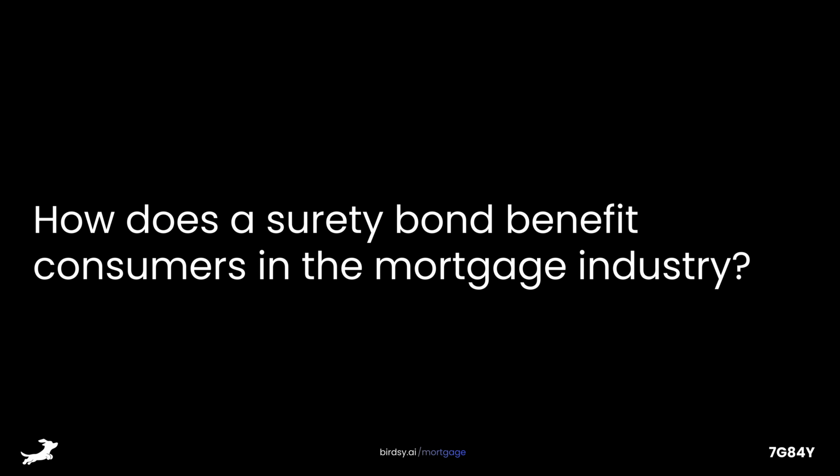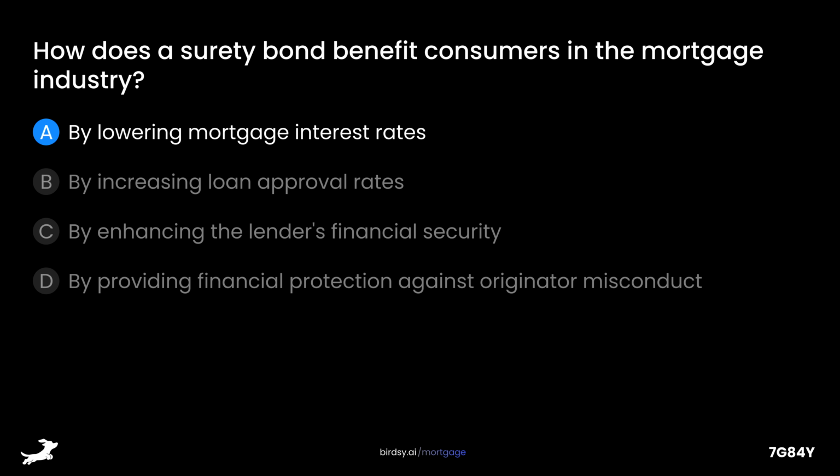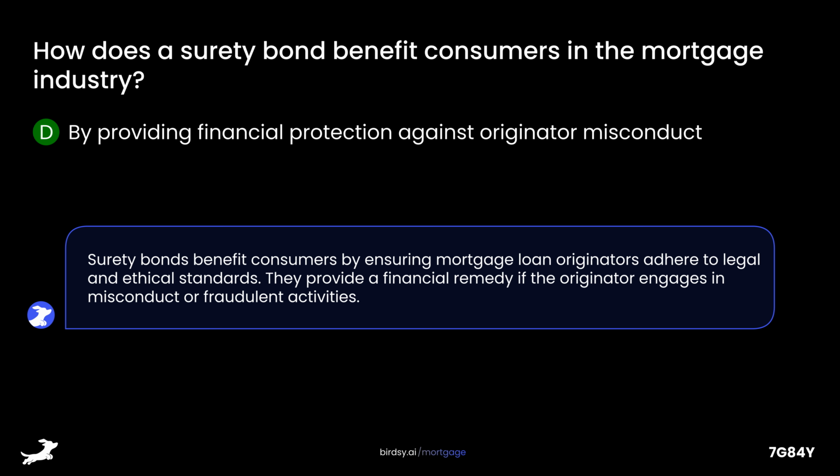How does a surety bond benefit consumers in the mortgage industry? Is it A, by lowering mortgage interest rates, B, by increasing loan approval rates, C, by enhancing the lender's financial security, or D, by providing financial protection against originator misconduct? The answer is D, by providing financial protection against originator misconduct. Surety bonds benefit consumers by ensuring mortgage loan originators adhere to legal and ethical standards. They provide a financial remedy if the originator engages in misconduct or fraudulent activities.